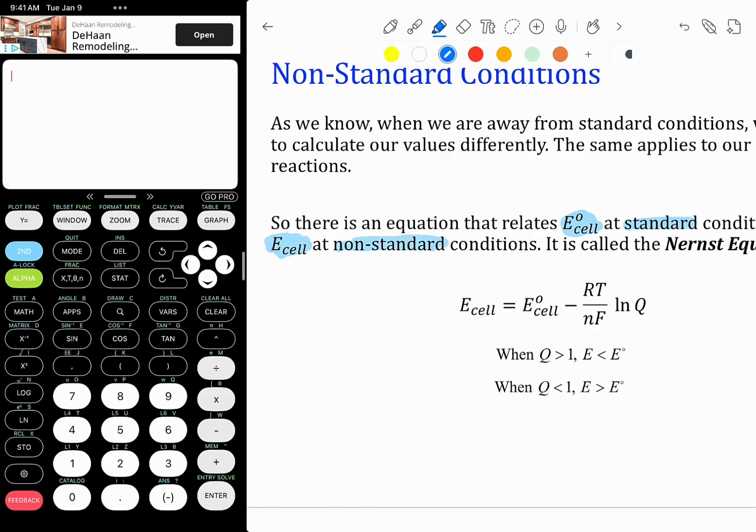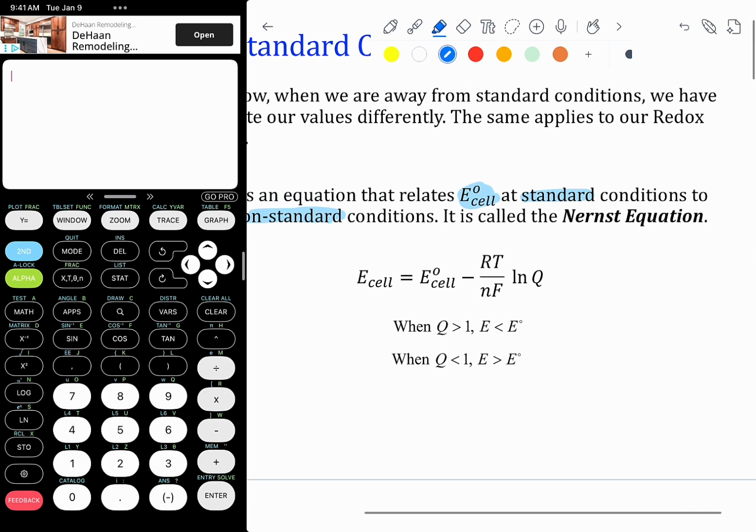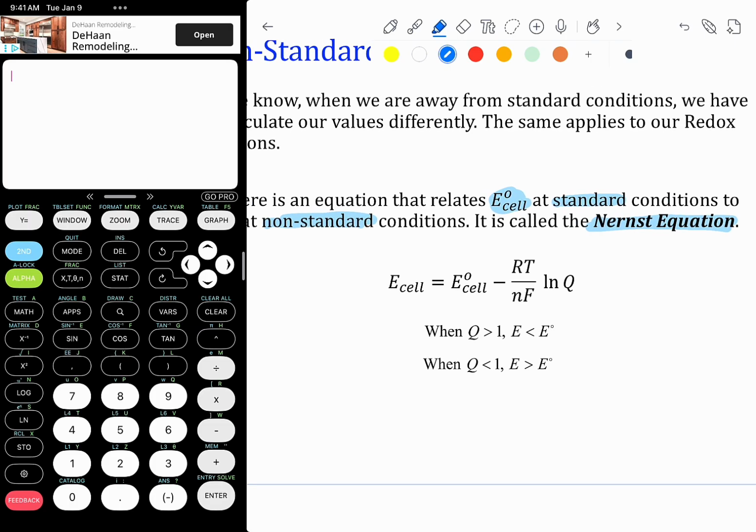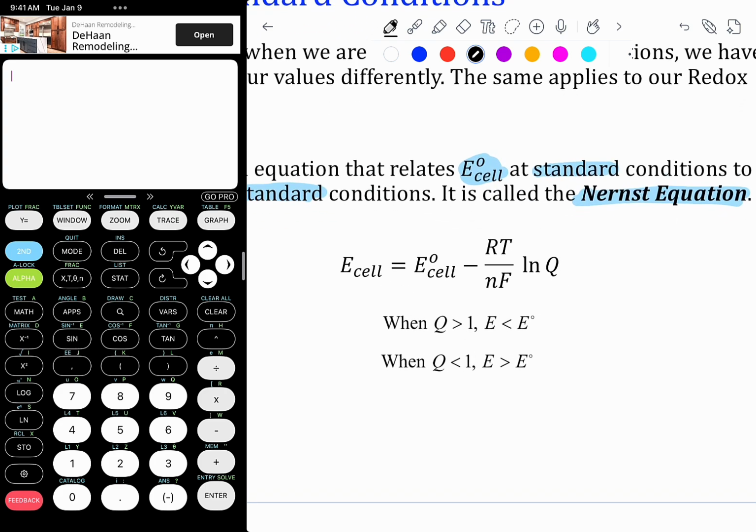So when we're away from standard conditions, the equation that we use to calculate E cell is called the Nernst equation. Okay? So the Nernst equation can be seen right here, where E cell, that's again away from standard conditions, is equal to E cell naught, our standard conditions, minus RT over nF times ln of Q. Some of these variables may look familiar to you from our previous discussions of equations earlier in this chapter, as well as in previous chapters, but let's just remind ourselves what those variables mean, okay?